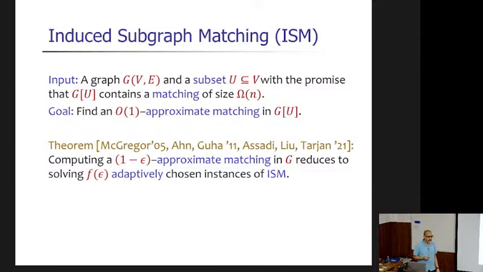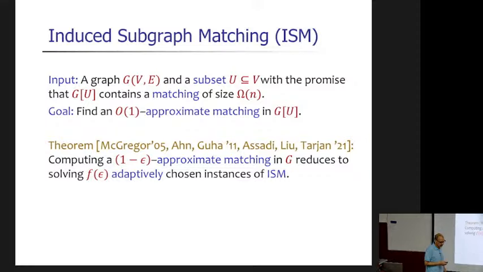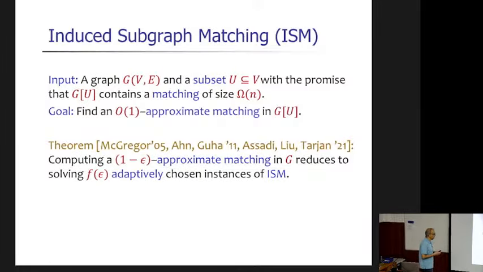Audience: In the ISM instance, you are also specified U? Yes, I will give you U. U will be adaptively changing. You're basically building augmenting paths, you can think, by solving these things. So you can think of these kinds of theorems as boosting results. They take a weak approximation algorithm and turn it into something much stronger.